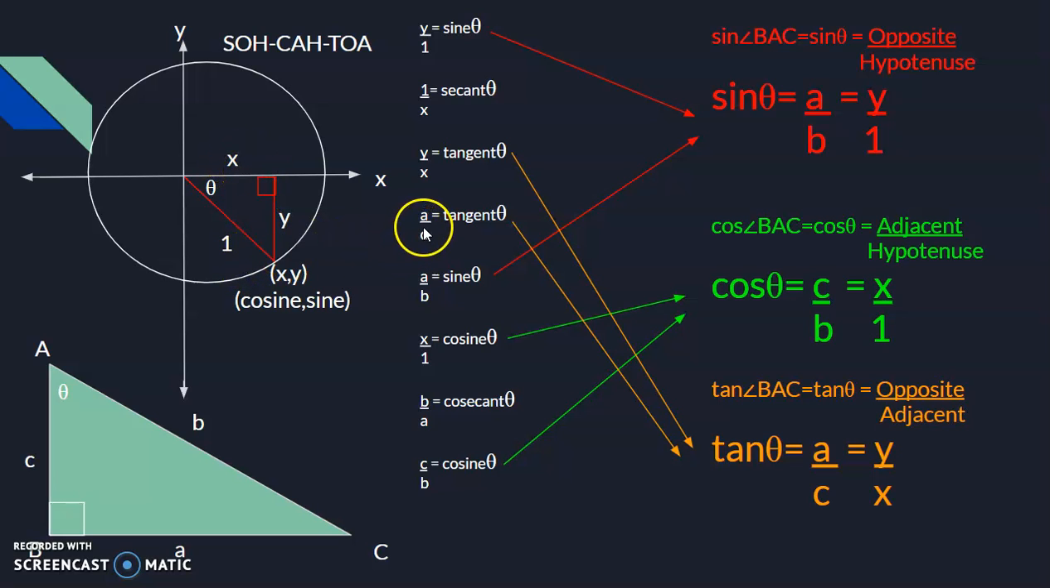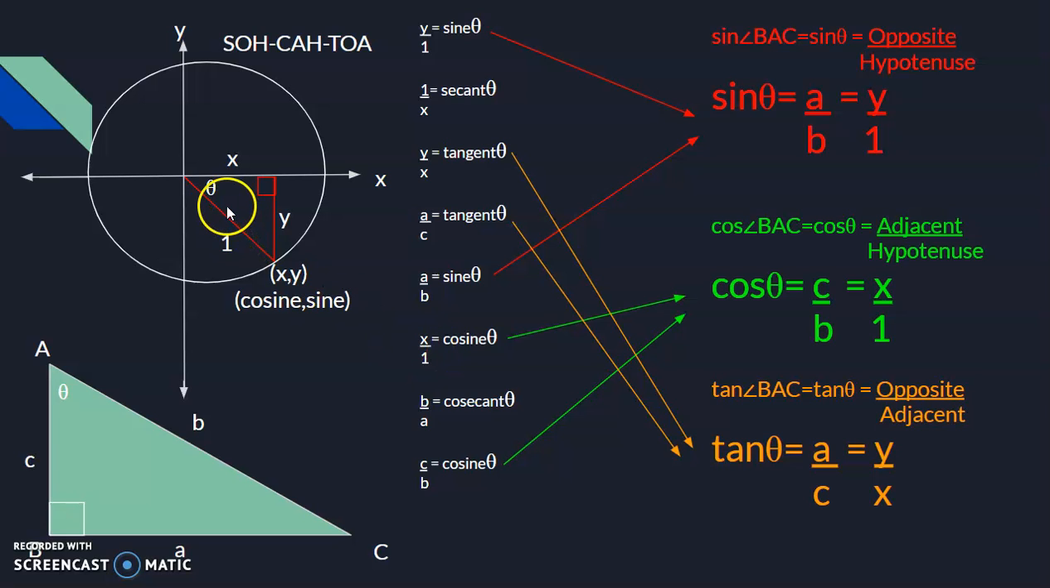So the next one is a over c. We have to look at this triangle. As you can see here, this is the angle that's given to us. So the opposite of that is a, the adjacent is c. So opposite over adjacent is equal to tangent. Next, a over b. The opposite of this angle is a. So a over b is sine because sine is opposite over hypotenuse.